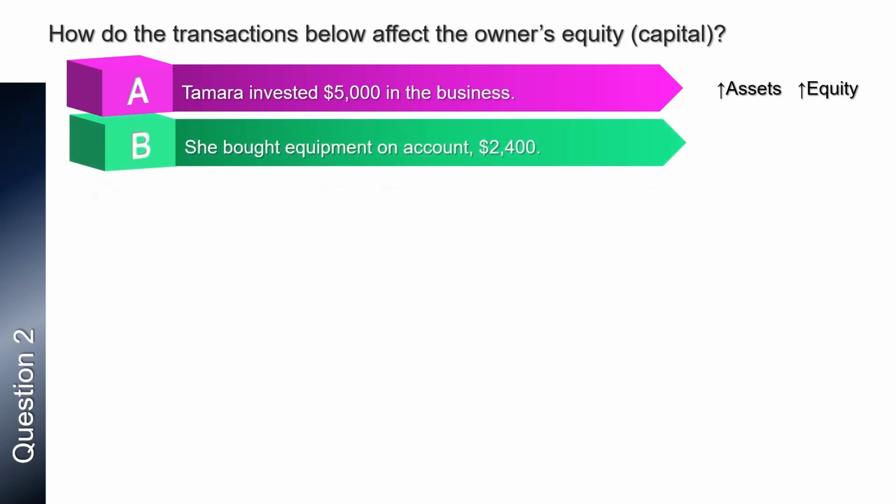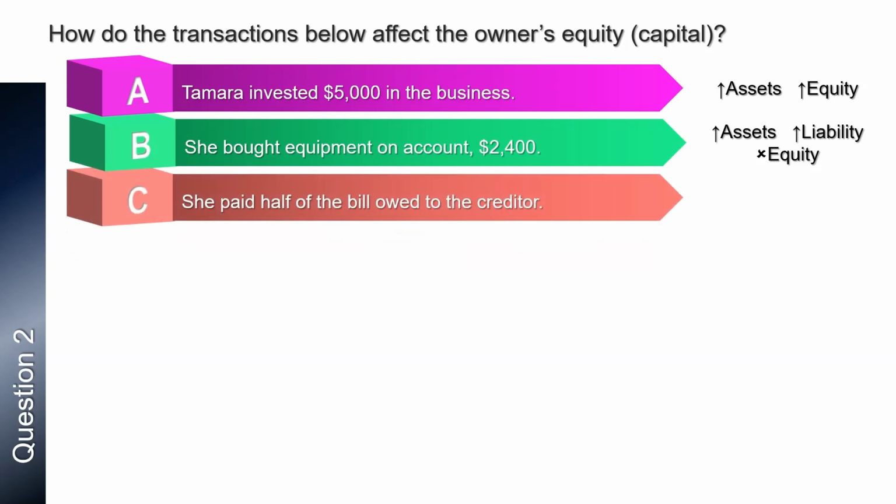Transaction B. She bought equipment on account of $2,400. Buying equipment increases assets by $2,400. Since it was bought on account, it also increases liabilities, accounts payable, by $2,400, and there is no effect on equity. C. She paid half of the bill owed to the creditor. When Tamara pays $1,200 to the creditor, both assets, cash, and liabilities, accounts payable, decrease by $1,200, with no effect on equity.